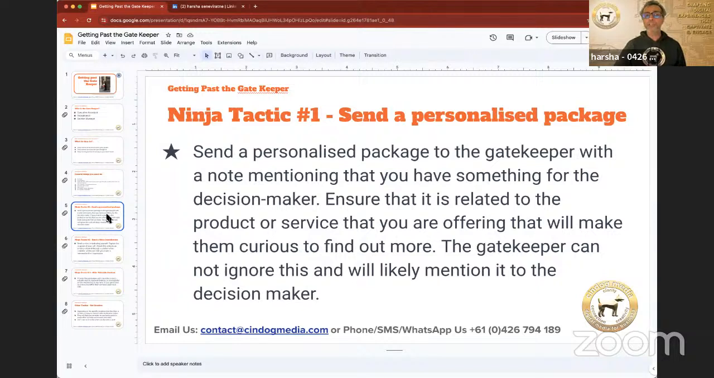And if they're not authorized to open the decision maker's mail, it's going to get straight through to them. Now, whether they take action at that point is another story. However, you've managed to get something through to the decision maker. So that is a ninja tactic that I would suggest that you employ. Give it a go. It could be a product sample. It could be something that showcases the product, anything of a physical nature.